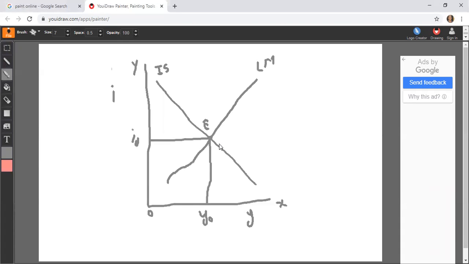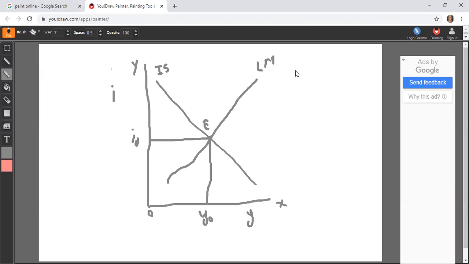Now I am going to explain here what happens to this equilibrium income and interest rate when there is a change in the equilibrium points, or when there is a shift in either the IS curve or the LM curve. Then what happens to this equilibrium point? That I am going to show you here. Here we presume that the LM curve remains the same. There is no change in the LM curve.